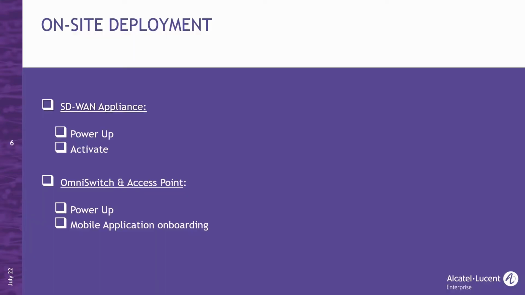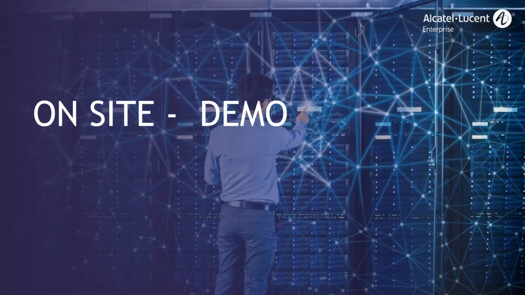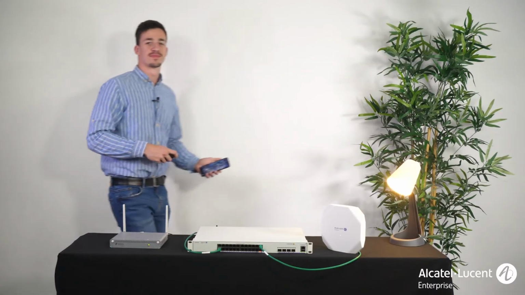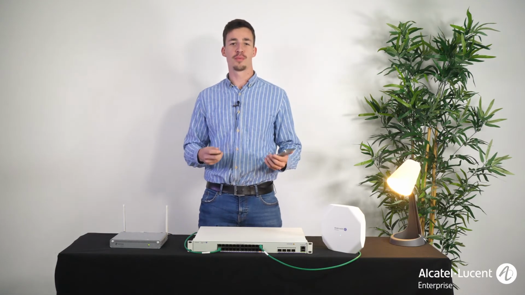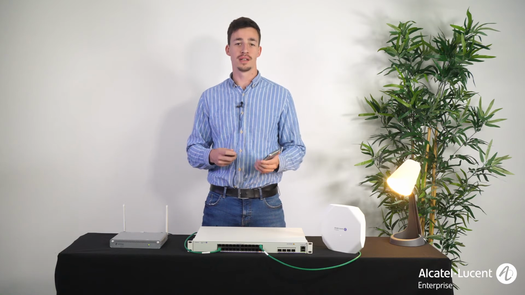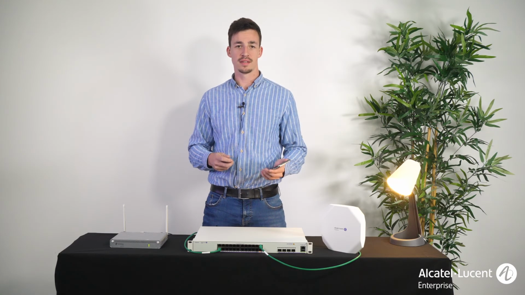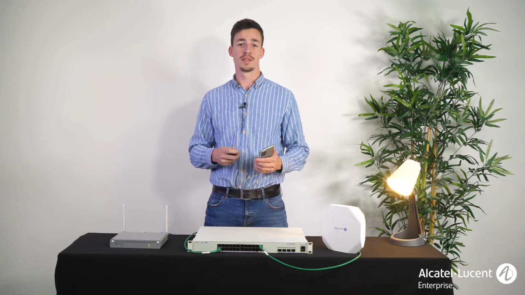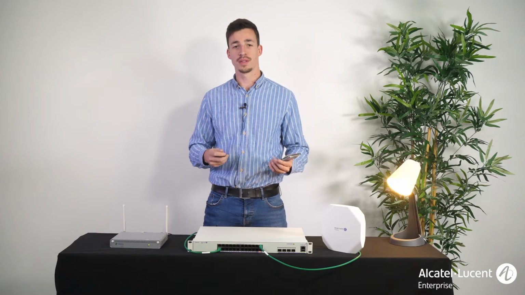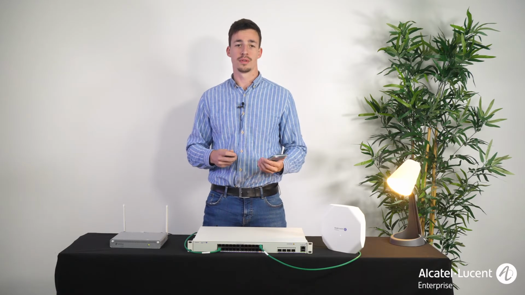This is the step for the on-site deployment. First, we will need to power up the appliance and will proceed to the activation. To carry on, we will do the same process for the next devices, such as the OmniSwitch and the access point. If the headquarters ship our products with the serial number pre-registered, I do not need to scan devices. In our case, we suppose that the registration has not been performed yet. So I'm going to show you how to do it.